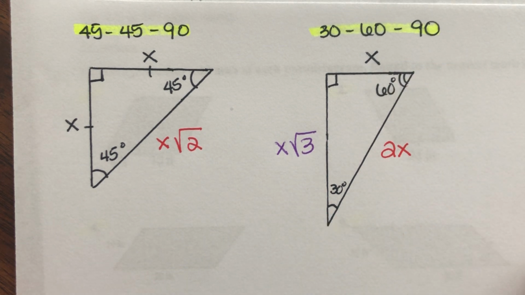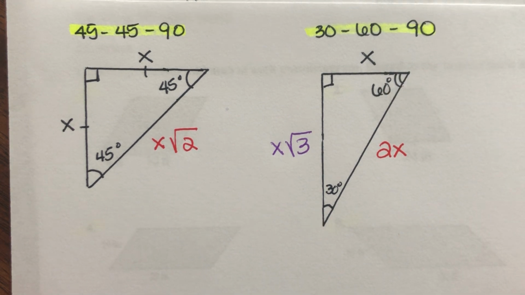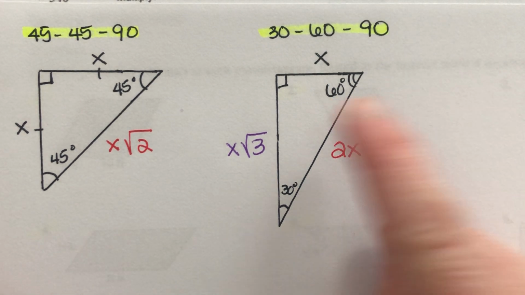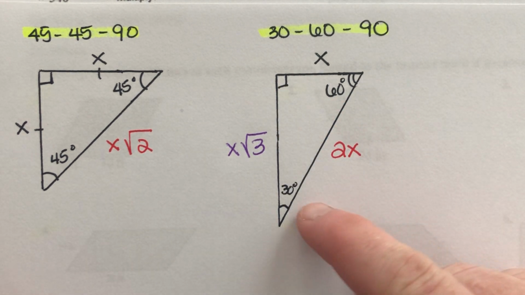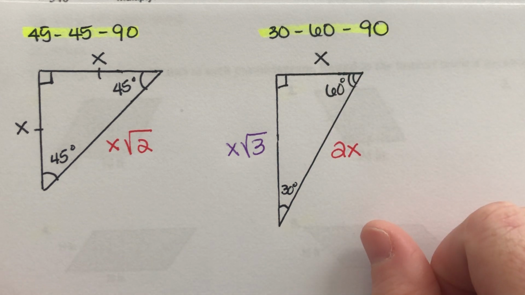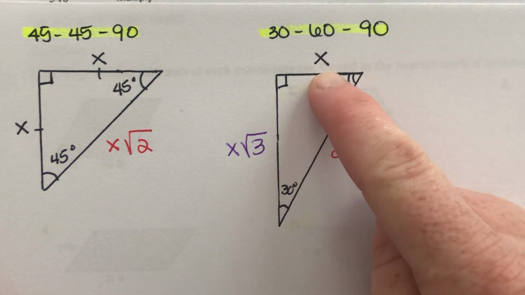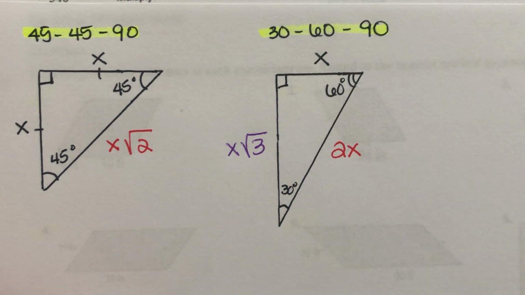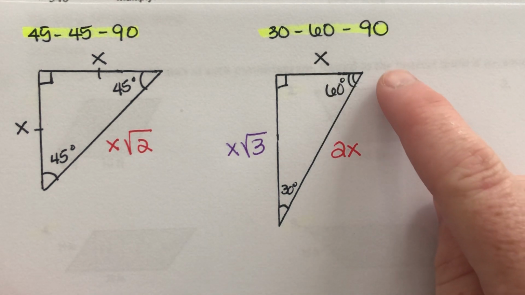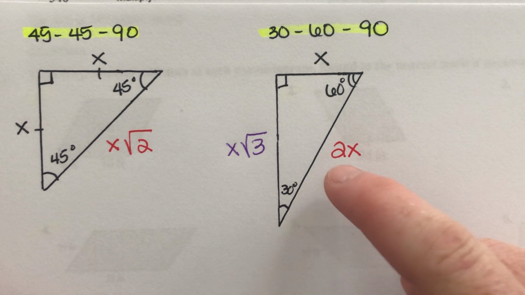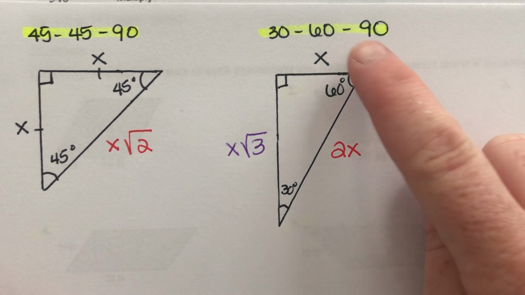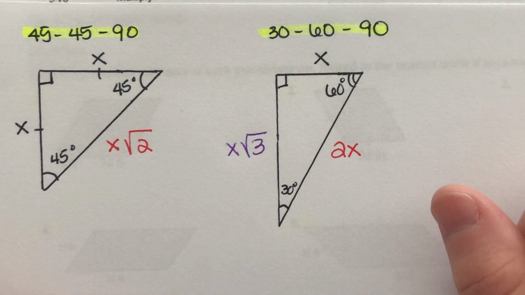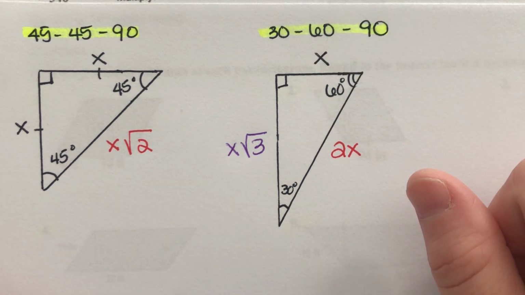Remember a 30-60-90? This is all review, so I hope you guys remember it. If not, write it down real quick. A 30-60-90 triangle is a right triangle. One of the angles is 30, one of them is 60. So the side across from the 30-degree angle is our short leg, and it's always x. That's what we need to know to begin with. The hypotenuse is just double the short leg. If this was 10, the hypotenuse would be 20. If this was 8, the hypotenuse would be 16. Hypotenuse is double the short leg.